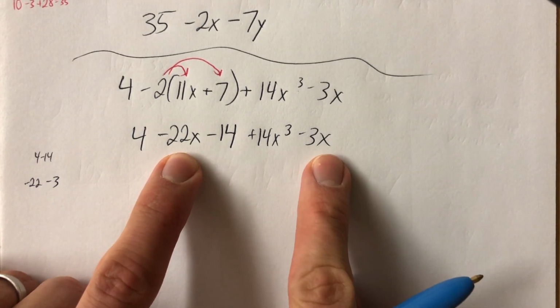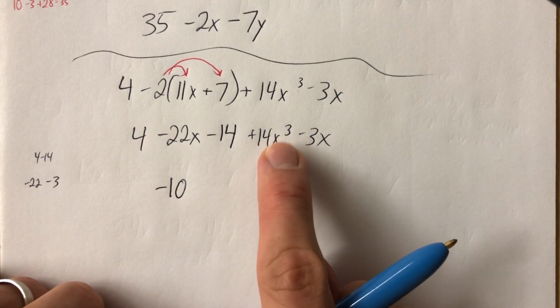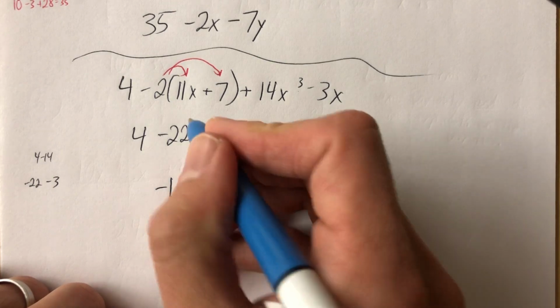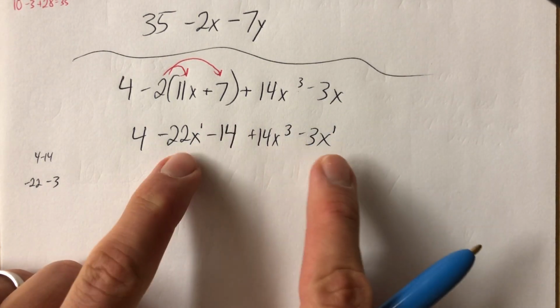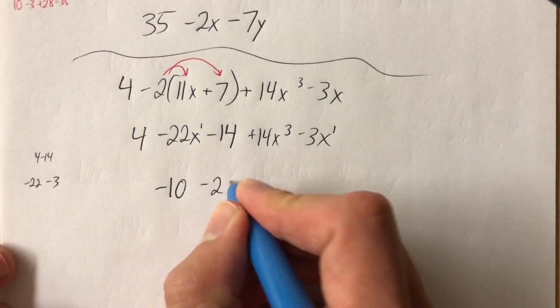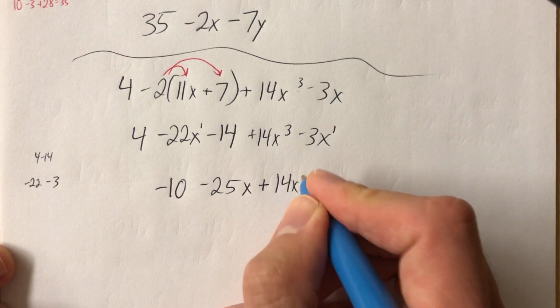Now, I'm saying that for this purpose, this and this are like terms. These two are alike. That one is cubed. Because he is cubed and not to the first power like the rest of them, I don't consider him to be the same as the other two. Because he's not. So minus 25x. And then the only thing that's left is this 14x cubed.